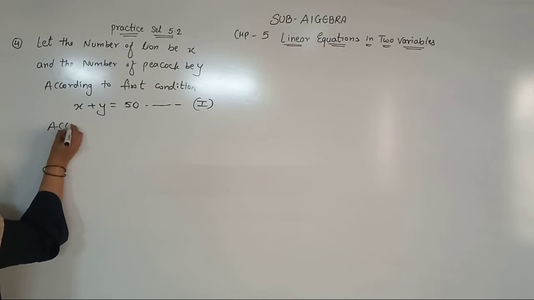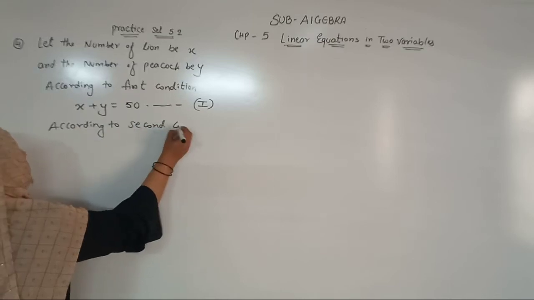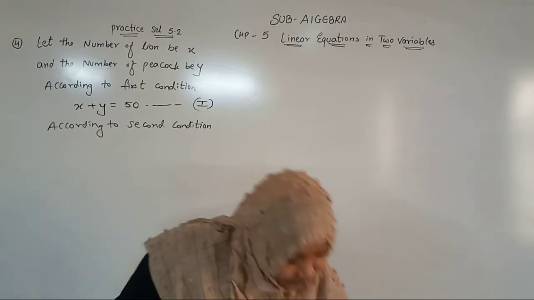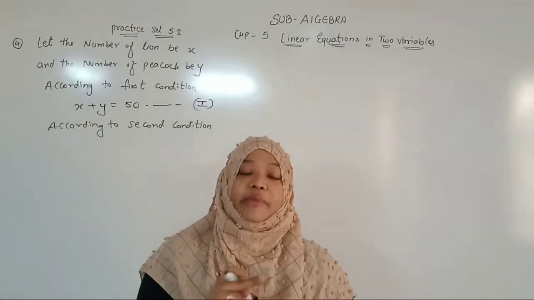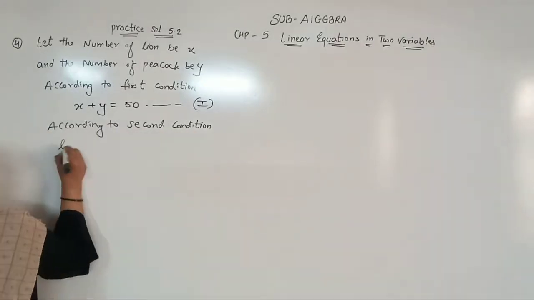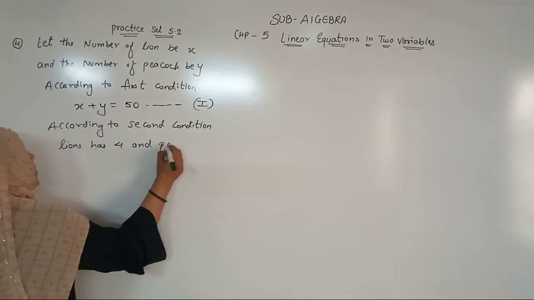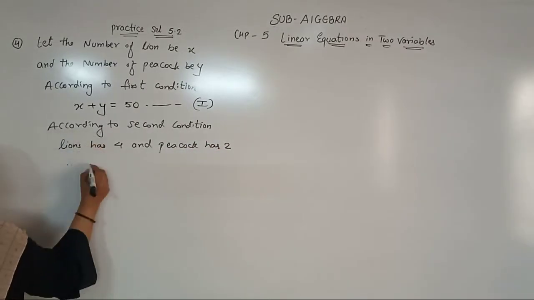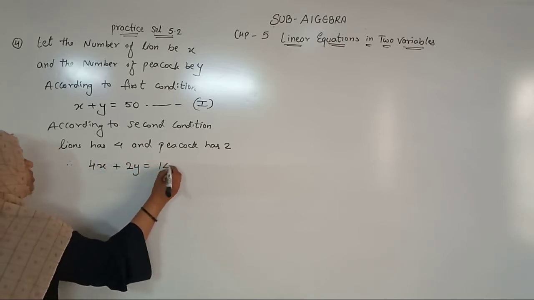Now I will go for the second condition. Okay, now what is the second condition? See, the total number of legs is 140. Their legs, lion and peacocks' legs combined, are 140. So now we will consider how many legs a lion has. Lion has 4 legs and peacock has 2 legs. So according to the second condition, lion means x, so 4x plus 2y equals 140.